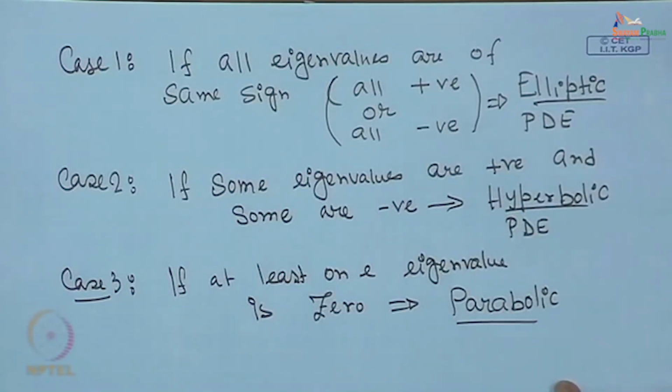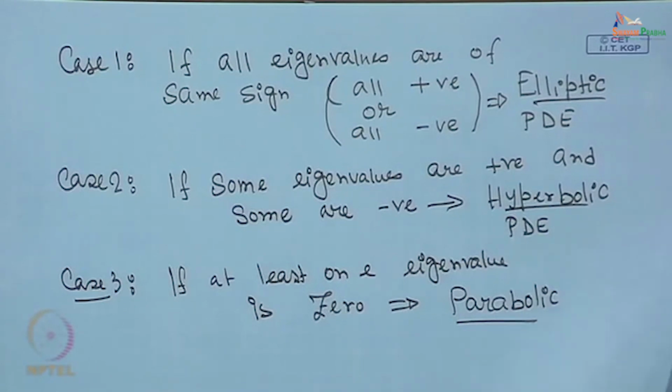So, the idea is we formulate the matrix considering the coefficients of the second order terms and evaluate the eigenvalues of the matrix. If the eigenvalues are of same sign, we will be dealing with elliptic partial differential equations. If eigenvalues are of mixed sign, that means some of them are positive, some of them are negative, then it is called a hyperbolic partial differential equation. If at least one eigenvalue is 0, then we will be dealing with a parabolic partial differential equation. So, we will take up some of the examples.